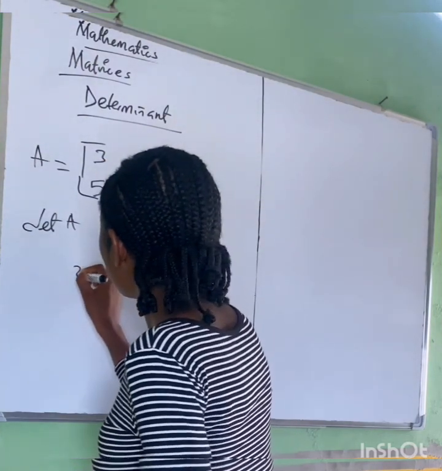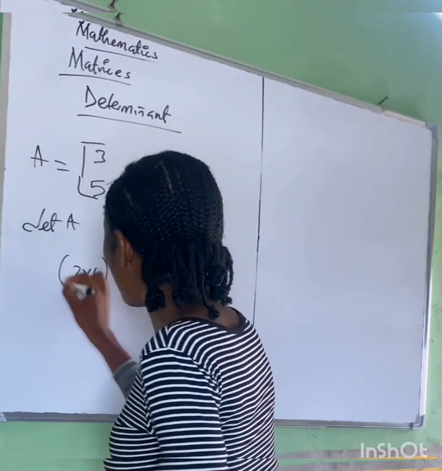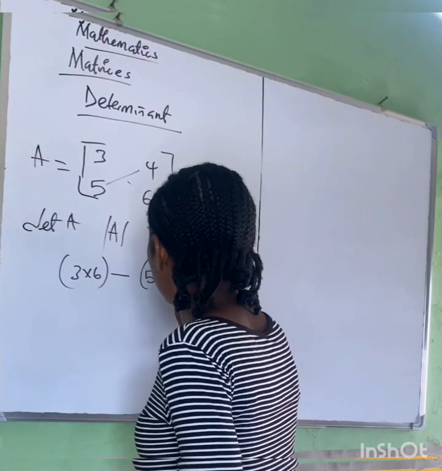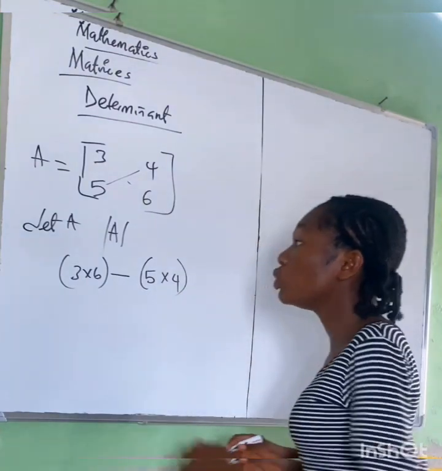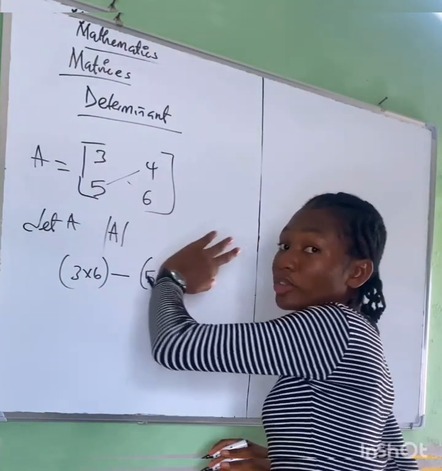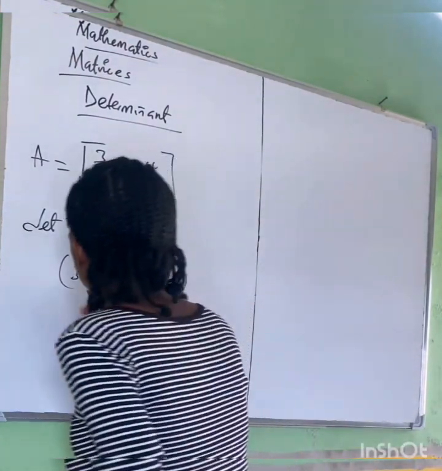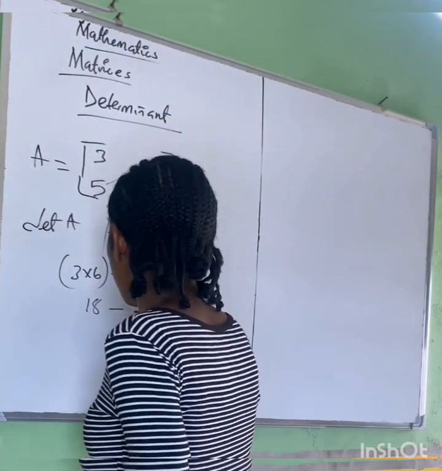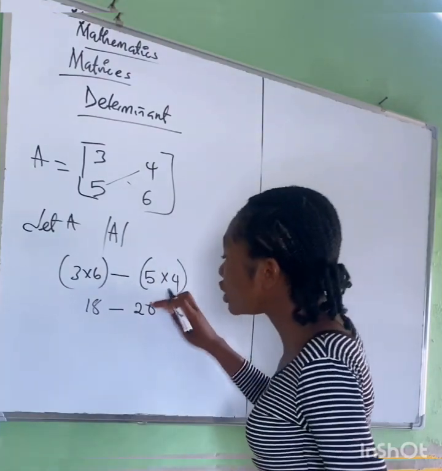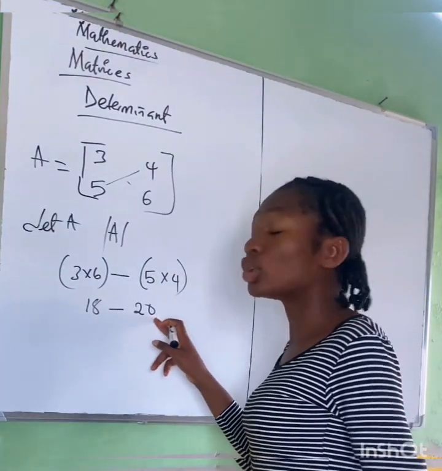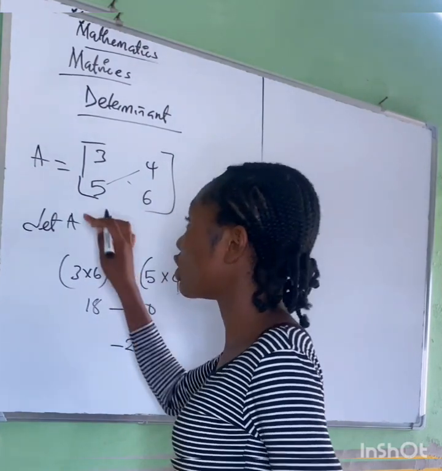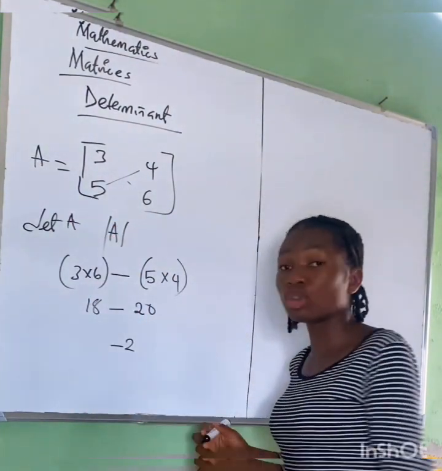So we'll be having 3 times 6, minus 5 times 4, which is our minor diagonal. So we take the product and then we subtract it from the principal diagonal. 3 times 6 gives us 18, and 5 times 4 gives us 20. So we have 18 minus 20, which gives us minus 2. That is our determinant for A. Our det A is minus 2. Are we there now?